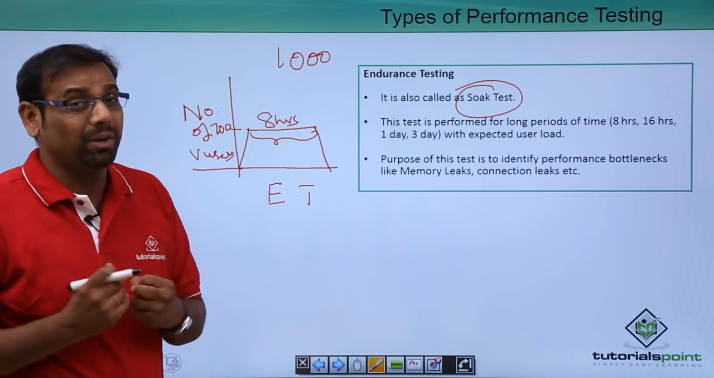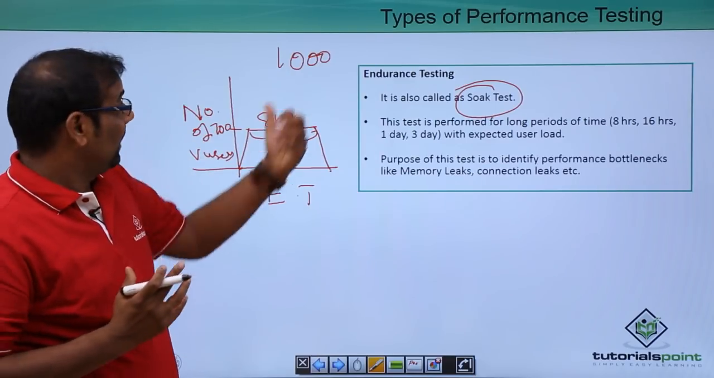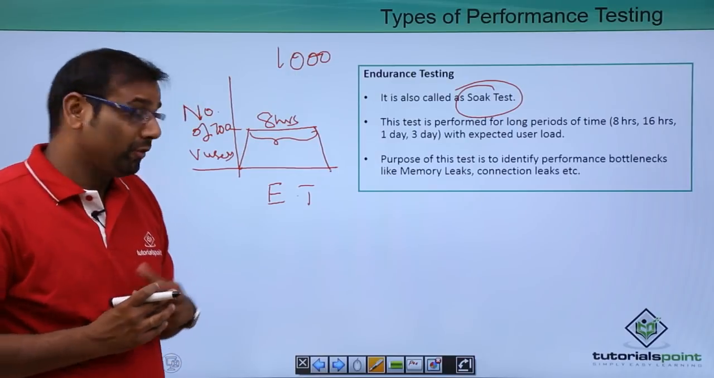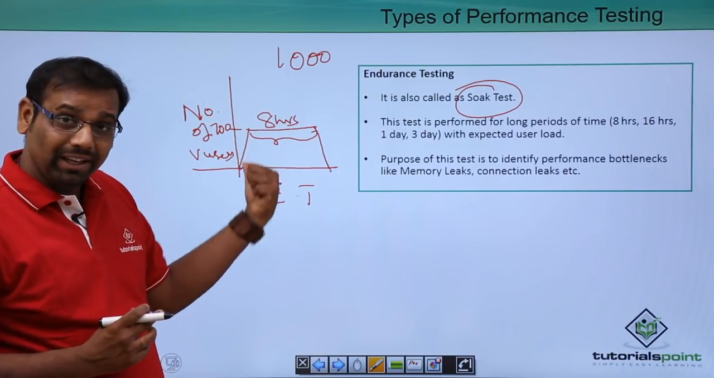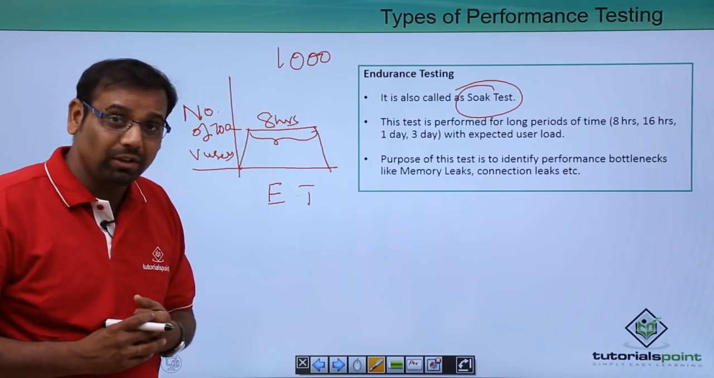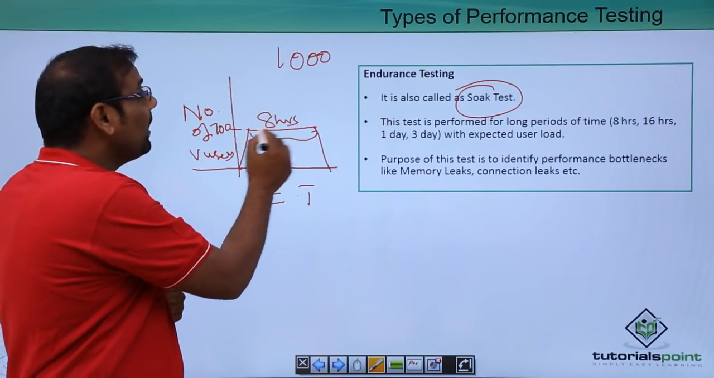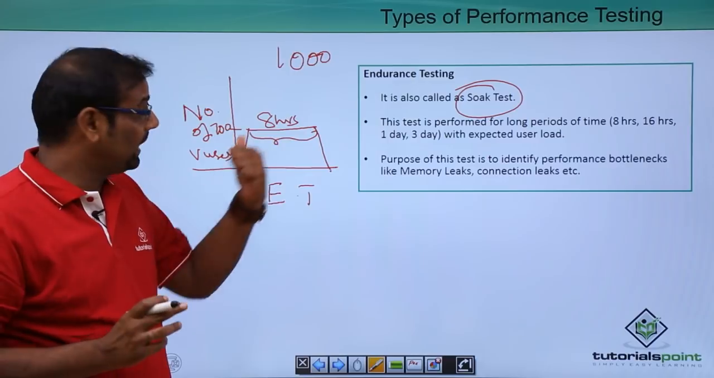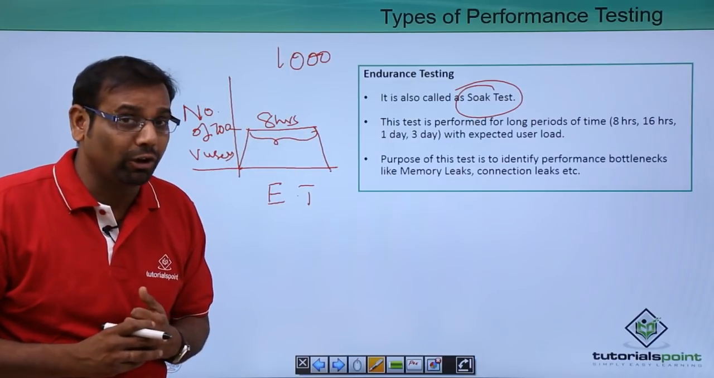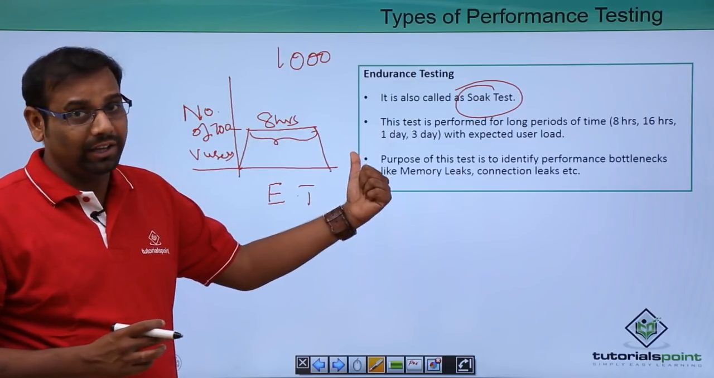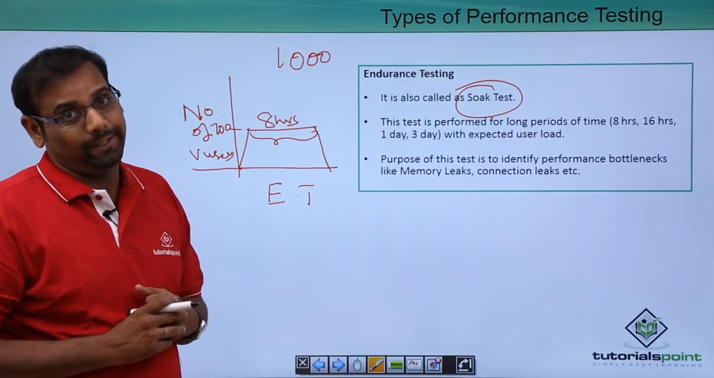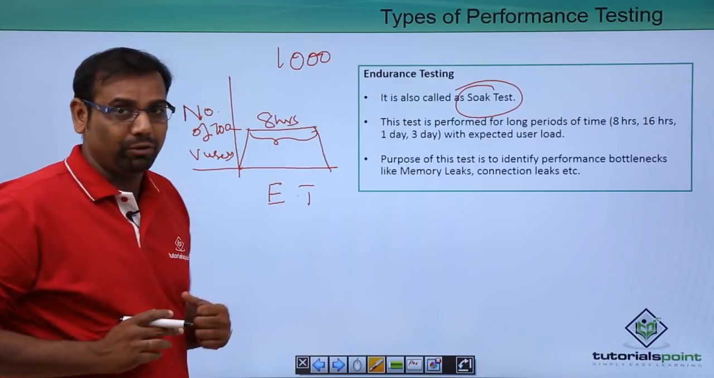So what is the difference between a load test and an endurance test? First, you don't run it with the peak load, you run it with 70% or 50% of the peak load. Second, you run it for a longer period of time. 8 hours is good enough, but if your client wanted it for 1 day or 3 days, do it appropriately. And then you have a ramp down.